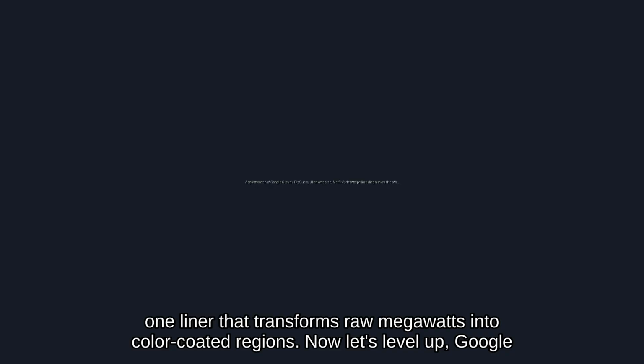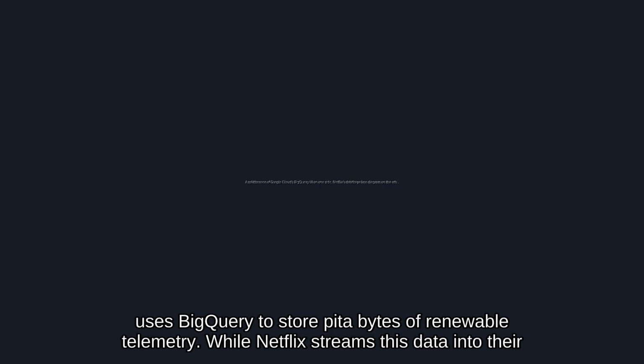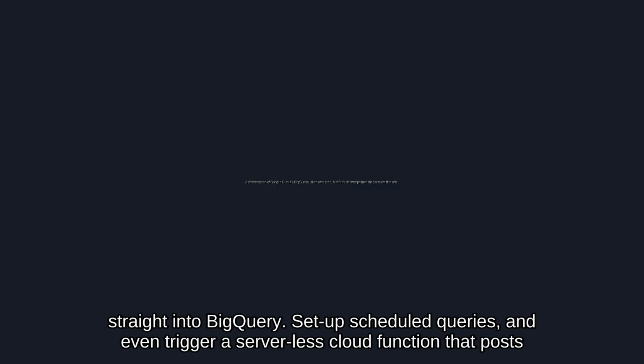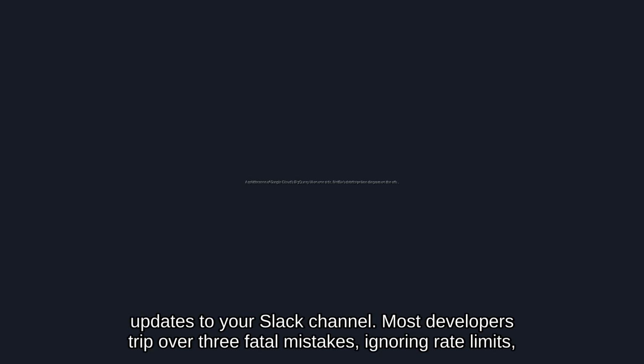Now let's level up. Google uses BigQuery to store petabytes of renewable telemetry, while Netflix streams this data into their recommendation engine to highlight green-friendly content. I'll show you how to pipe the map's output straight into BigQuery, set up scheduled queries, and even trigger a serverless cloud function that posts updates to your Slack channel.